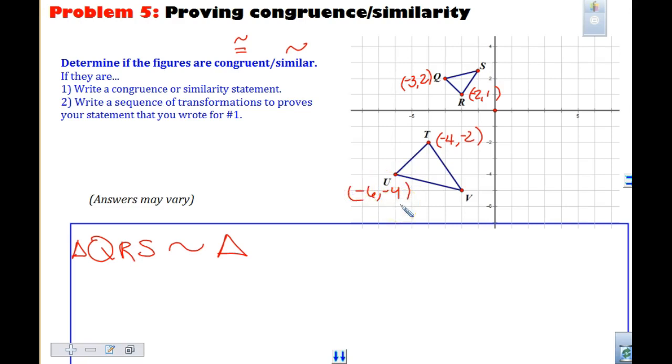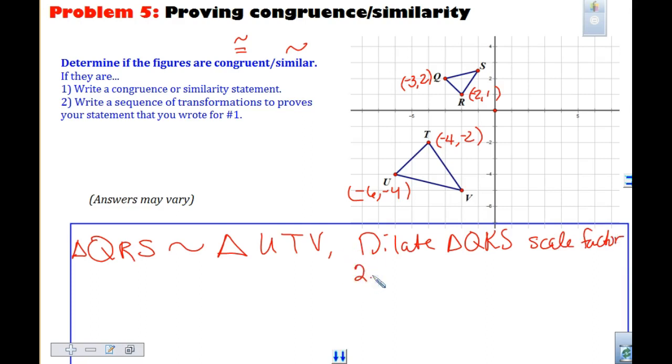Can we figure out a size change from that? Just looking at those ordered pairs. What do you think, Angel? Size change of what? Size change of 2, right? Now, if you started with the bigger one, you would have told me a size change scale of 1/2, right? So if you go big to small, okay? So we are looking at QRS. So QRS is going to be with UTV. Angel said that we are going to dilate triangle QRS with a scale factor 2.